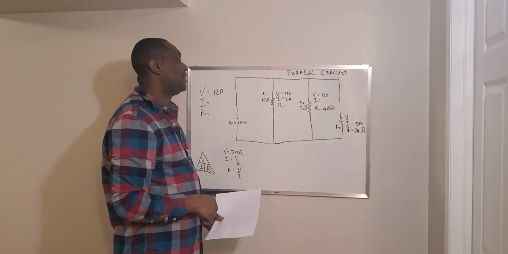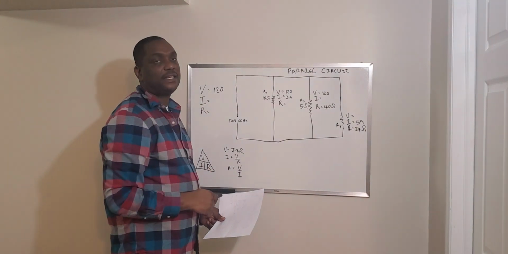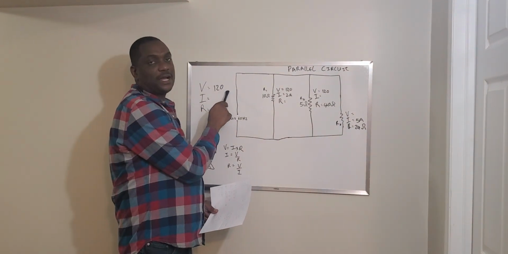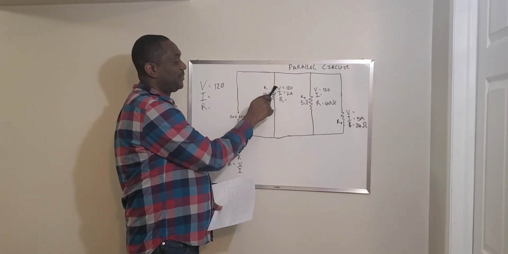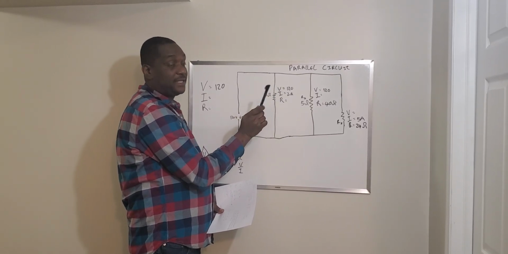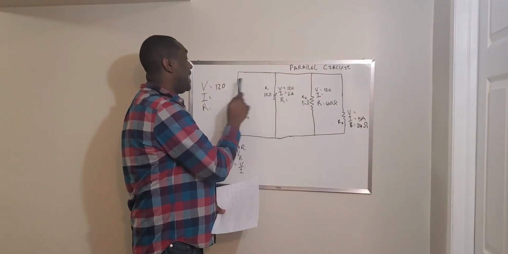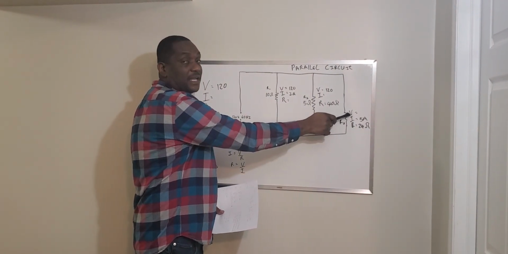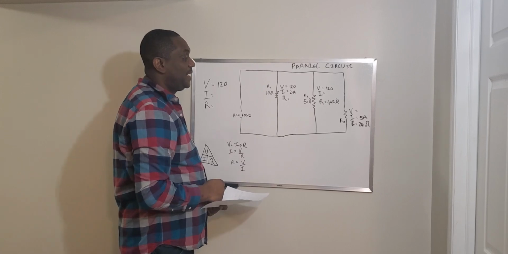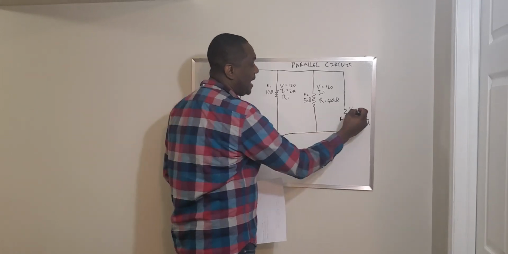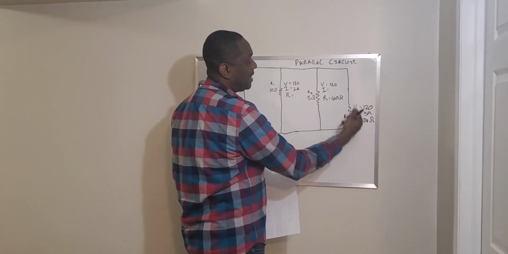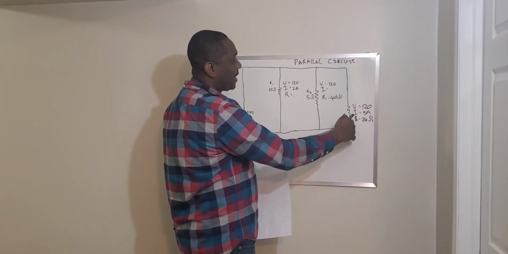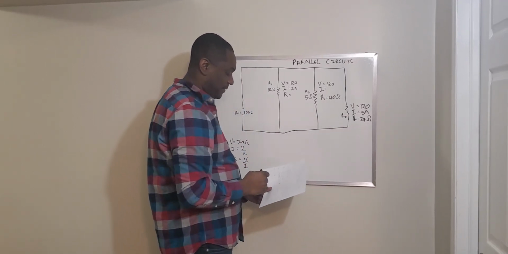In a parallel circuit, the voltage is constant. So the same voltage that is in R1 is going to be the same voltage in R2, and it's going to be the same voltage in R3. So right away in R3, I know that my voltage here is 120. So I have solved all my values in R3.